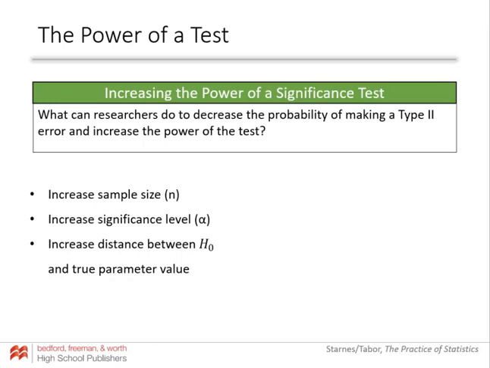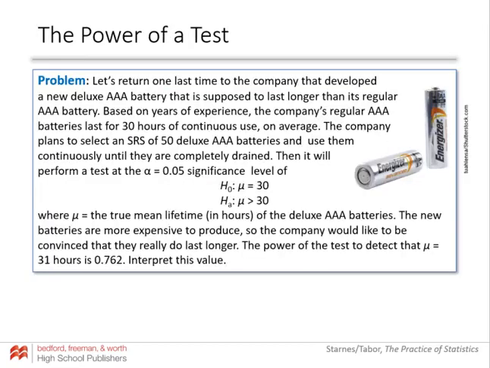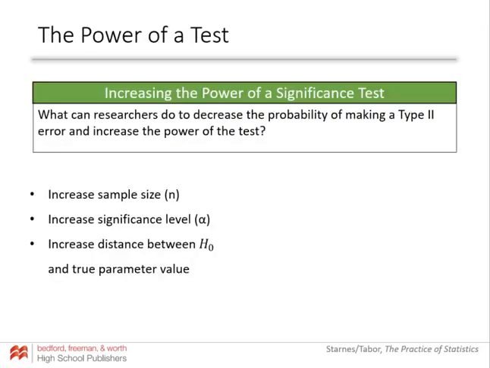Also, any increase in the distance between the null hypothesis and the true parameter value. So, for example, in this one, the mean was 31, and 31 is 1 away from our null hypothesis of 30. So if the true mean was like 34, that test would have a higher power because the real value, even though we don't necessarily know the real value, would be further away from the mean. So there's a better chance that we would reject that hypothesis.